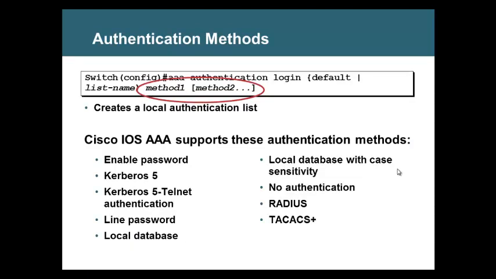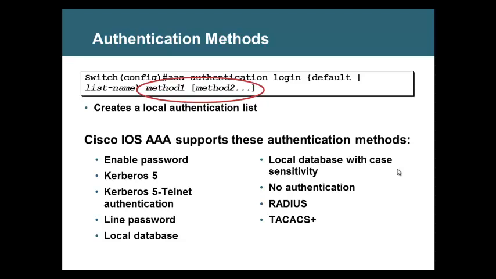You see, not only TACACS and RADIUS, you can also use a local database. You can locally configure the AAA service on every router and every switch. You can also have AAA service without any authentication. No need of RADIUS, no need of TACACS, no need of local also, but AAA will be there.